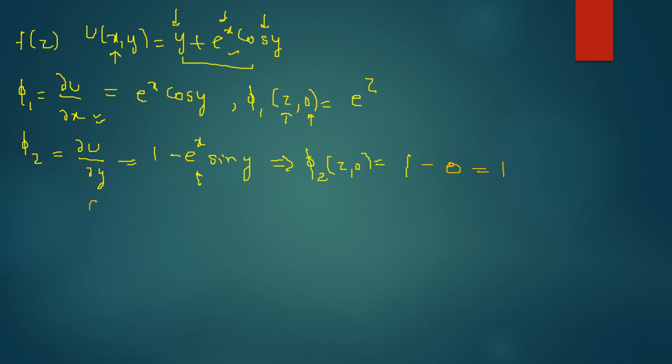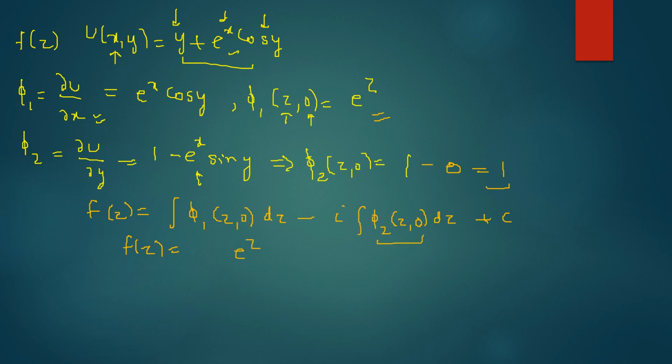So what is your function now? f(z) using Milne Thomson is the integration of phi 1 at (z, 0) dz minus iota times the integration of phi 2 at (z, 0) dz plus constant, let's say c. Phi 1 is e raised to power z. If you integrate it with respect to z, you will get e raised to power z only, right? Phi 2 is 1, so the integration of 1 with respect to z gives z, so minus iota z plus c. This is your function. So the first part is done.